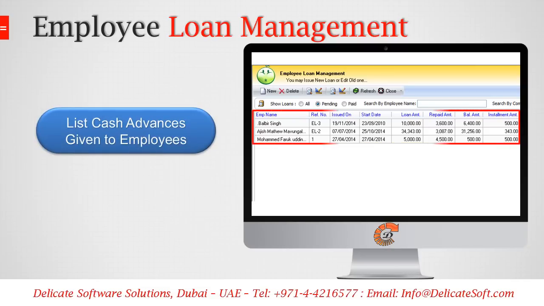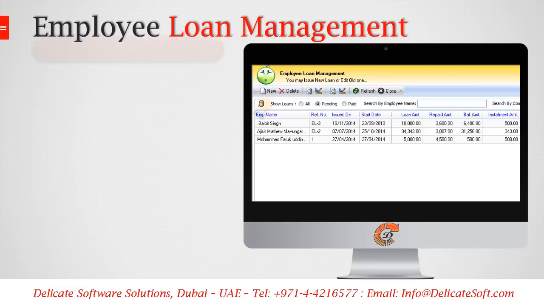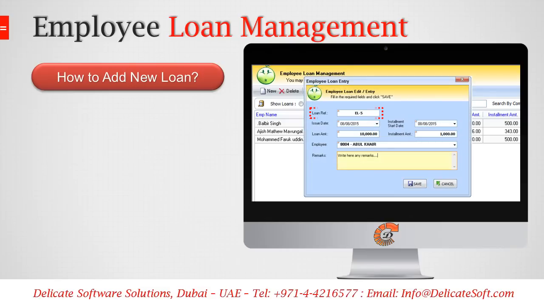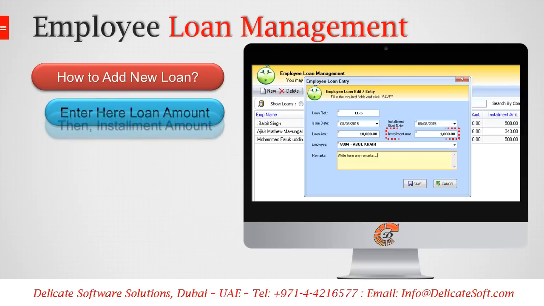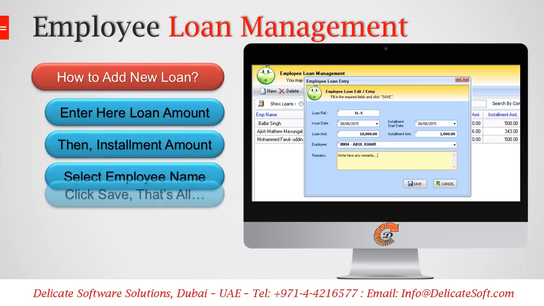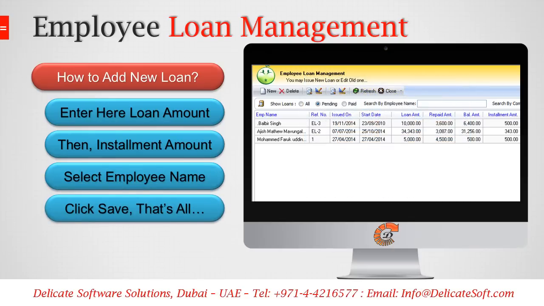Here we have employee names, with loan issue date, loan amount and installment amount. To issue a new loan, click New. And you will get this form, where reference number is auto-generated. Enter here loan amount, installment amount to deduct from salary and name of the employee, then click Save. Let us move to payroll now.